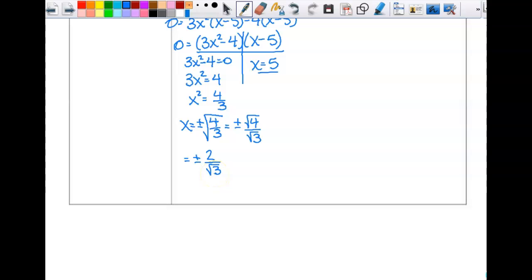But then what's wrong with my answer? There's a square root in the denominator. So I multiply this by what? Square root of 3 over the square root of 3. Very good. I multiply straight across, so I get plus or minus 2 square roots of 3 over what? 3. Very good. And then this is my other x. So my zeros in the end, I have plus or minus 2 square roots of 3 over 3 and 5.